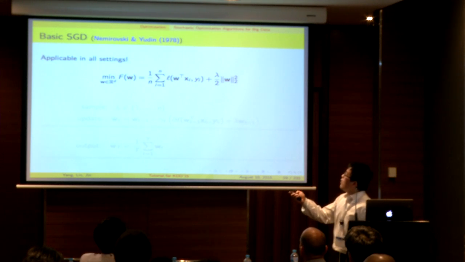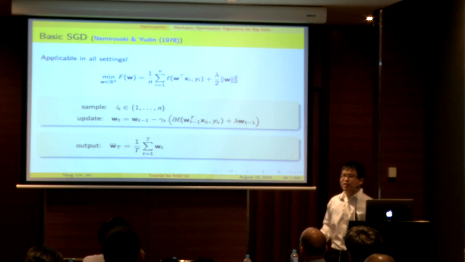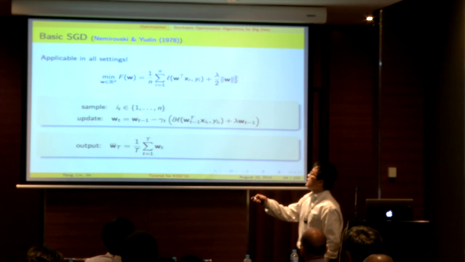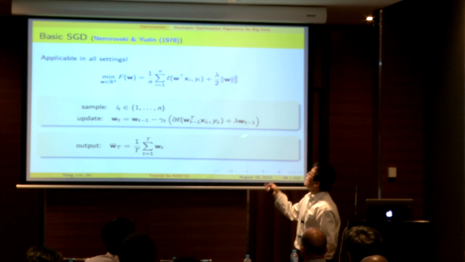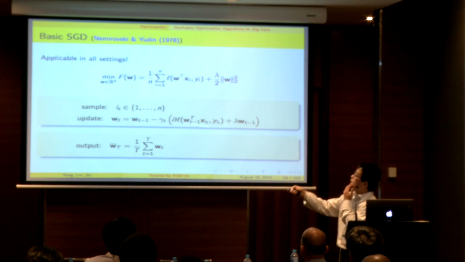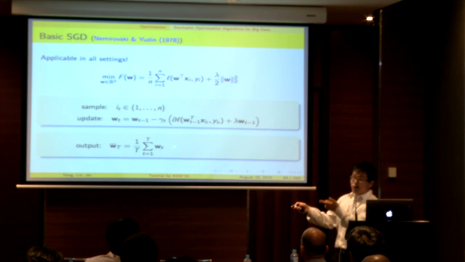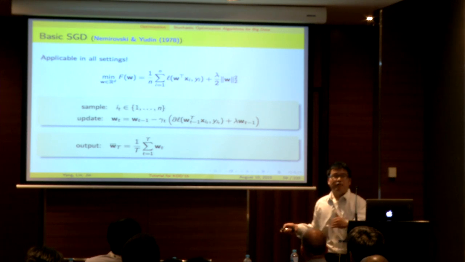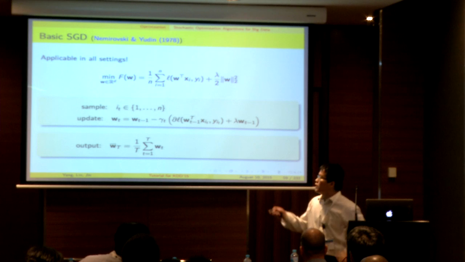So now here is the stochastic gradient algorithm. Still, it's very intuitive. Sample a data point, calculate a stochastic gradient. This is the stochastic gradient for both the loss term and the regularization term, by the way. So you calculate them and go along these directions. But the difference is that when you use stochastic gradient, usually you have to average the historical solutions. It's not the last one.